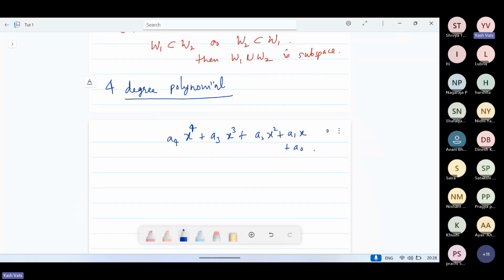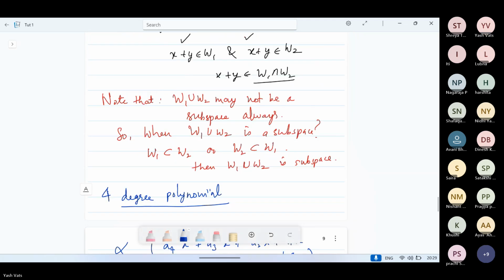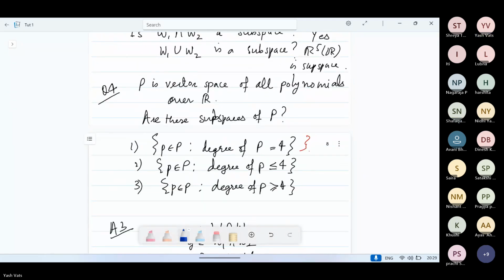Yeah, so this is a typical 4-degree polynomial, and you have to tell me: if you sum these types of polynomials together, then it will again be a 4-degree polynomial, right? That is very clear. Another thing is that if you multiply this polynomial with, say, alpha, where alpha is in R, then you get the same polynomial of degree 4. So that is a subspace for sure, I think. And degree of polynomial is less than or equal to 4. Degree of polynomial is greater than or equal to 4.